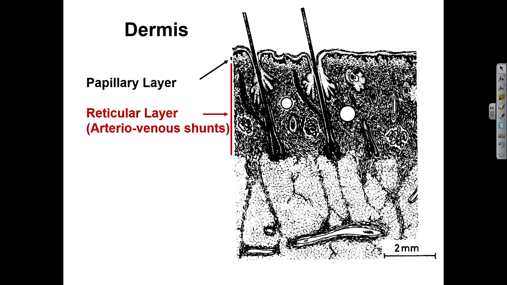Conversely, if it's really cold, the AV shunt will short circuit the circulation of blood away from the papillary layer and keep it down in the reticular layer, so that then you don't get so much evaporative cooling.